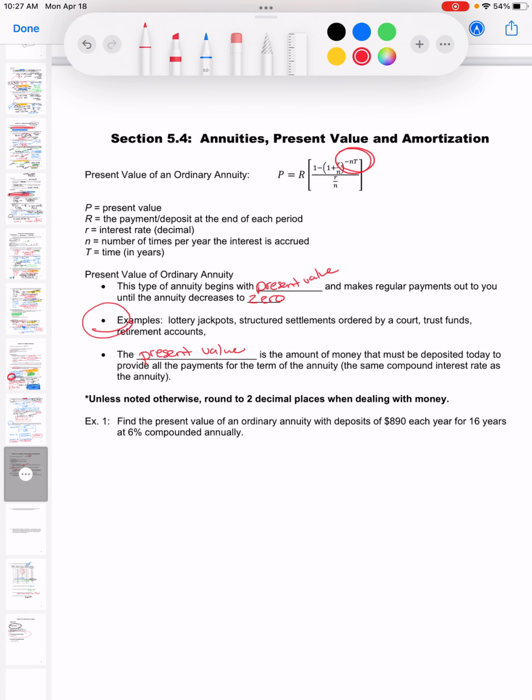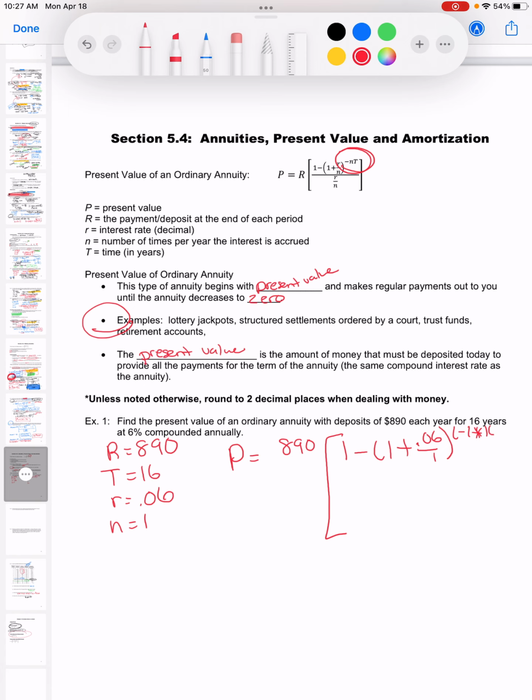All right, so let's look at an example. We want to find the present value, so we're going to look for P. We're going to deposit 890, so that's my capital R. T is 16 years. My interest rate is 6%, and we're going to compound annually. So I'm going to plug that into my formula. Be careful. I'm going to say that's negative 1 times 16. Be careful, there is a negative up there. We haven't used that. So that's something new you always want to watch out for.